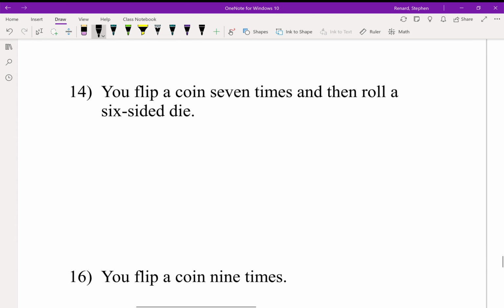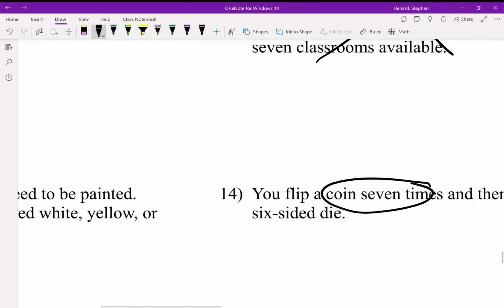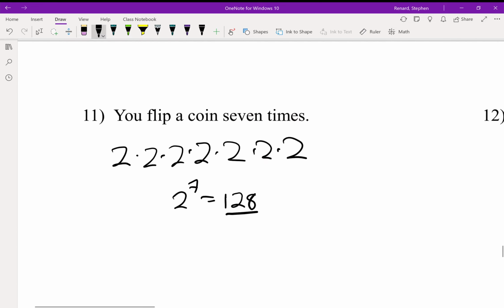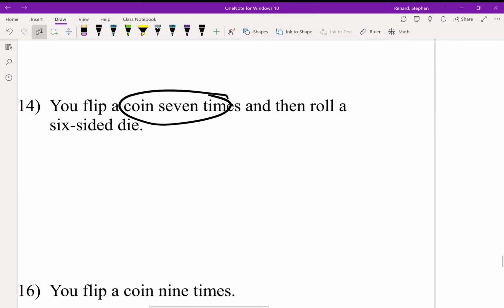You flip a coin 7 times and then roll a 6-sided die. So how many different outcomes can you have? So we know that flipping a coin 7 times gives us 128. Kind of slick there, right? Work smarter, not harder. Right.